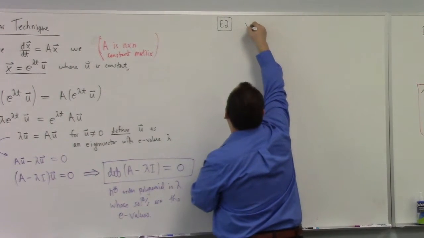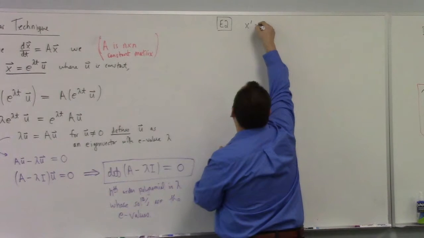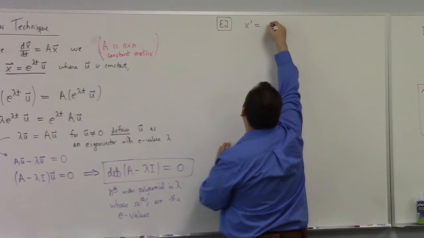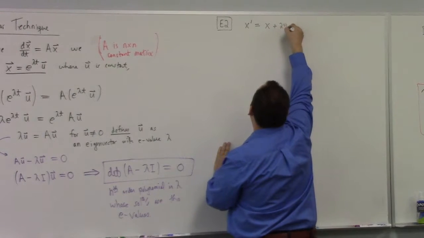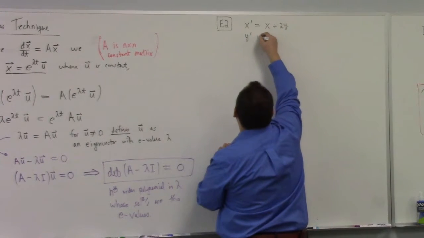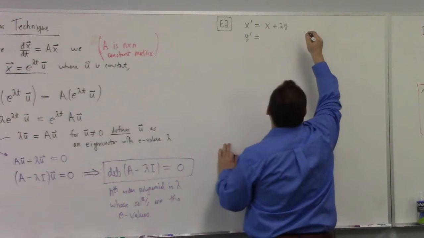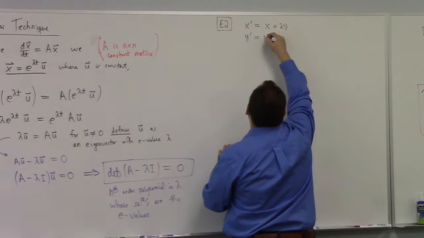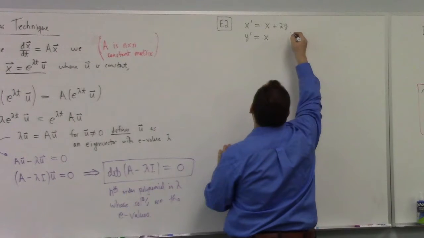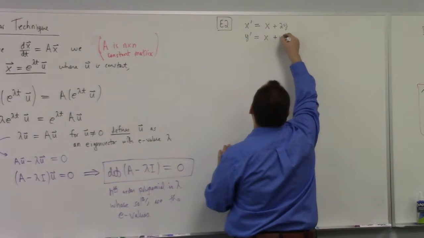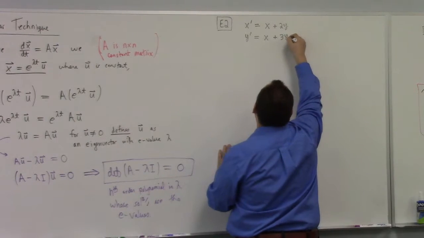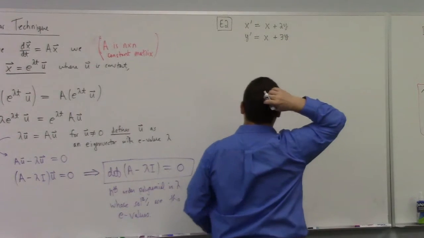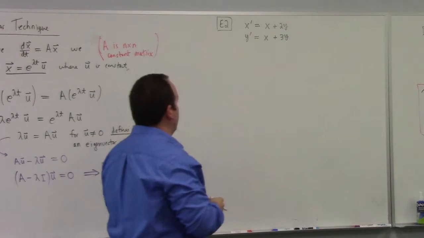So let's see here. x prime equals, let's say, I don't know, x plus 2y, and y prime equals, let me think about this for a second, x plus 3y. Yeah, that should work out nice.